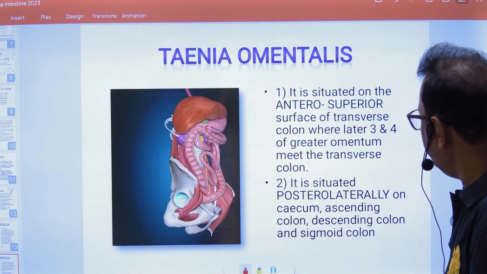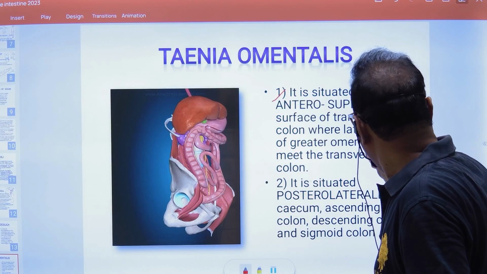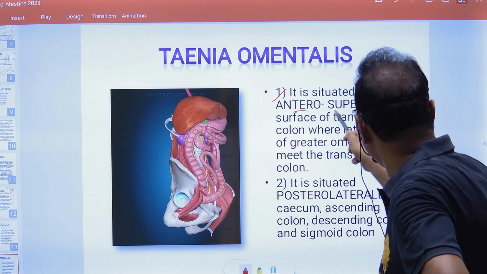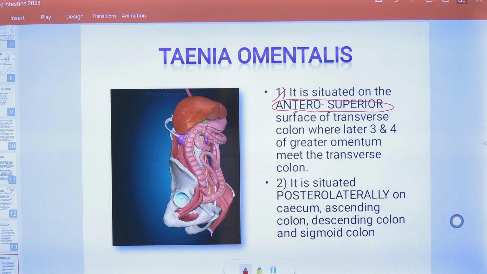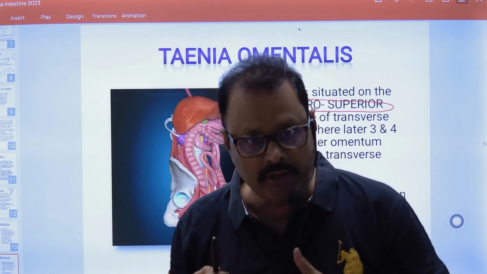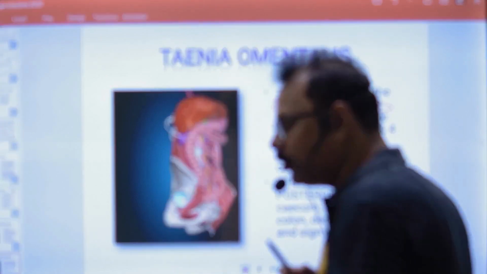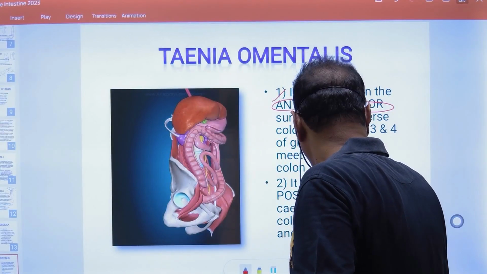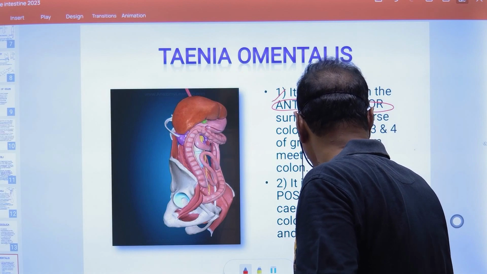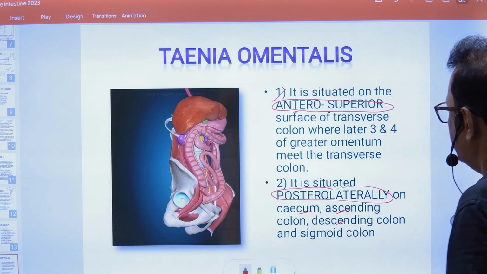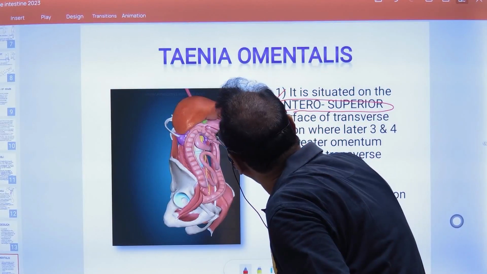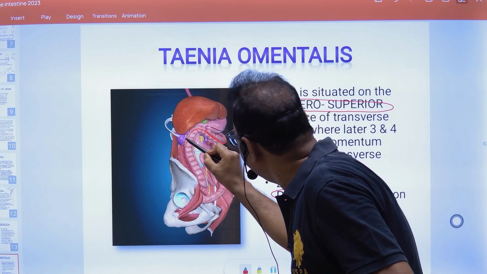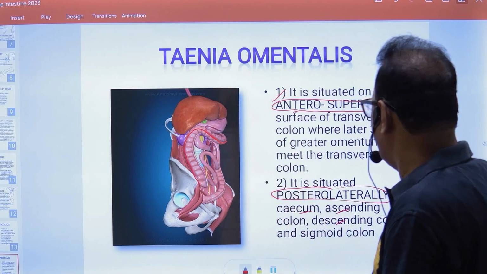Then we have got the tinea omentalis. As the name suggests, it is placed on the anterosuperior surface of the transverse colon, because the omentum is on the anterior surface of the transverse colon. So this is situated anteriorly. And what about the remaining part, the cecum, ascending and descending colon? It will be posterolateral. This is the anterosuperior one, and it comes posterolaterally over here in the remaining part.